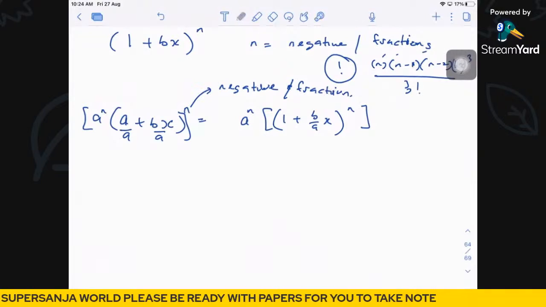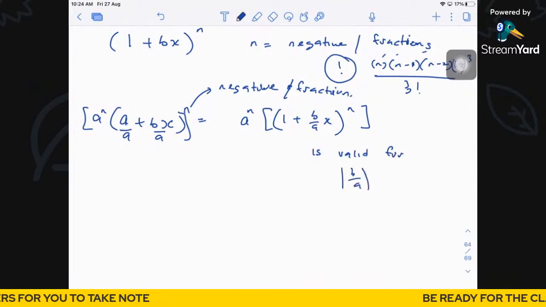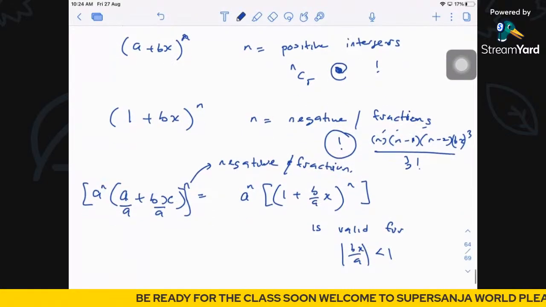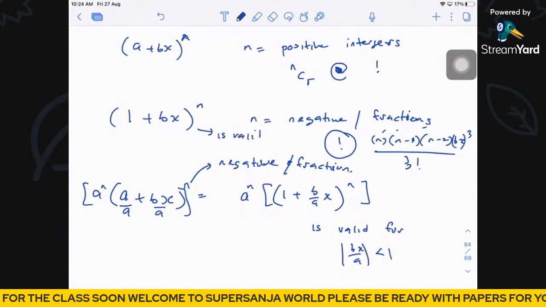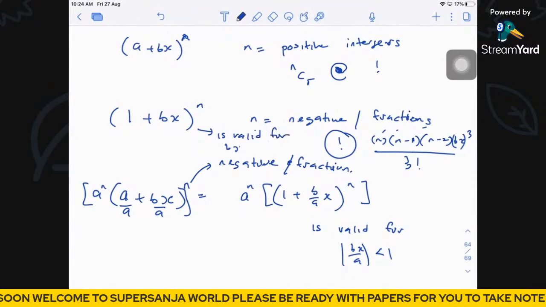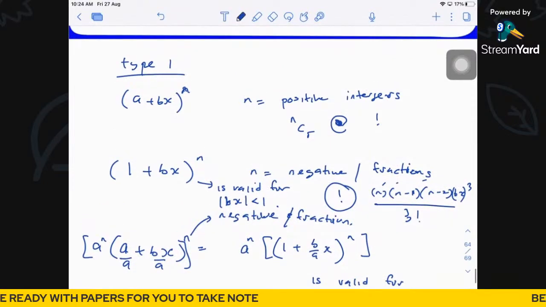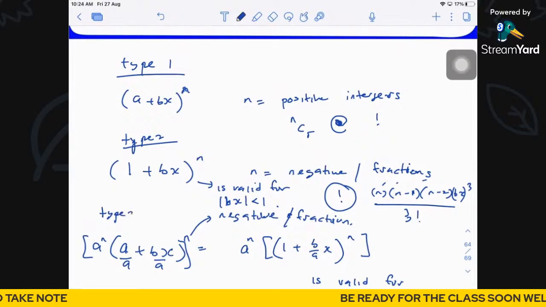Simplify first. Then from here, we have to write down that it is valid for modulus of b over a x less than 1. And in this case here, we have to write down that it is valid for modulus of bx less than 1. So that's how I break it up into 3 types. This is type 1, type 2 there, and the last one here is type 3.